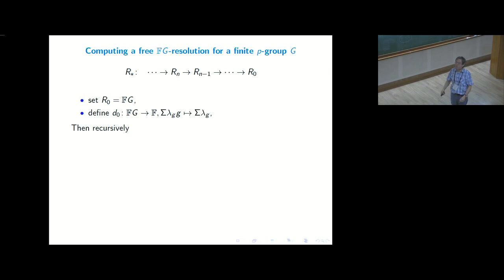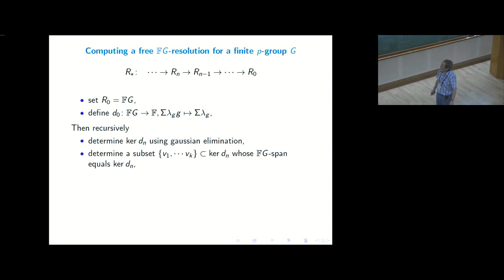And then recursively, we do the following. So I've calculated the first part of the resolution, R_0. Then recursively, we have a map of vector spaces. So I use Gaussian elimination, nothing else, to get echelon form, and I work out a kernel. As long as the dimension of the vector space isn't too big, that's quite fast. Then I somehow determine a subset of the kernel, not one that generates the kernel as a vector space, but one that generates it as an FG module. So I have to do that.